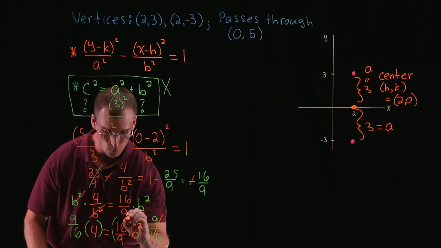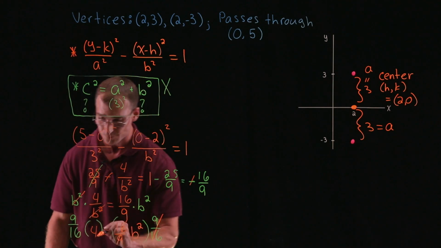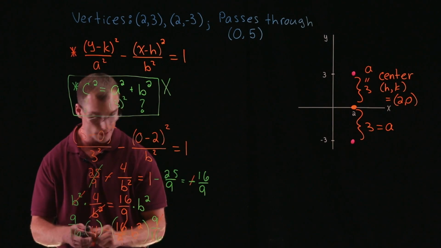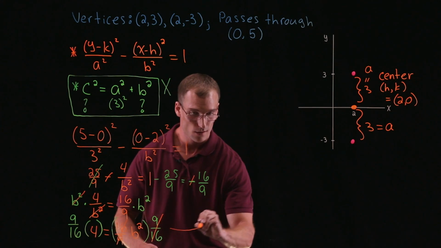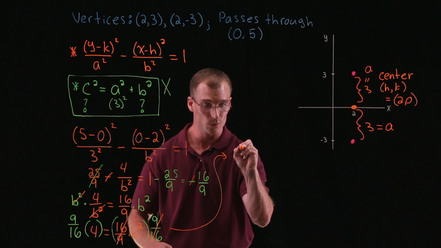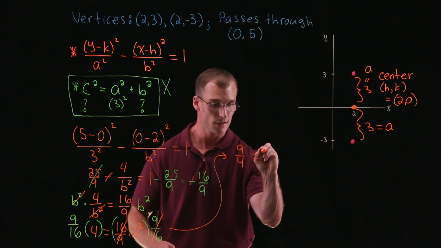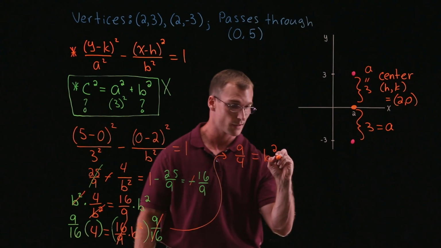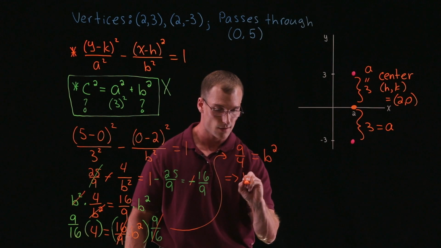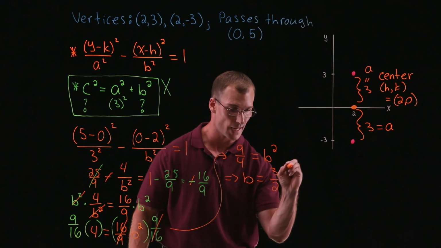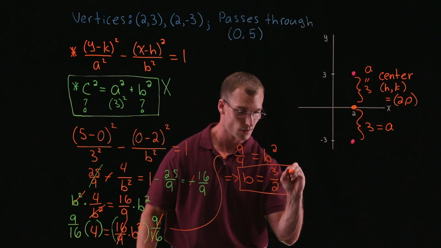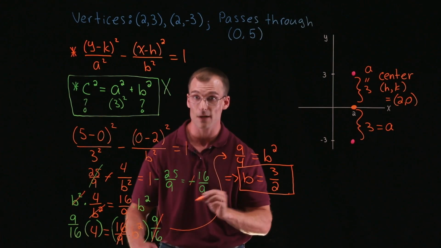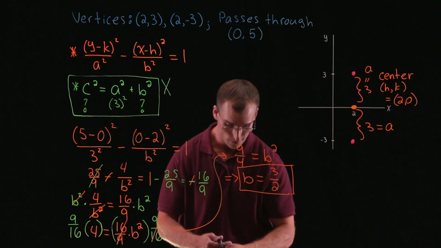So the 9 over 16 cancels with our 16 over 9 on this side. 9 over 16 times 4. The 4 will cancel with the 16 in the denominator. So that's going to leave us with 9/4 is equal to b squared. And taking the square root of both sides, that's going to imply that b will be equal to 3/2. Okay, so we have our a, our b, and then our k and our h. So now we can find the standard form of the equation and put it all together.